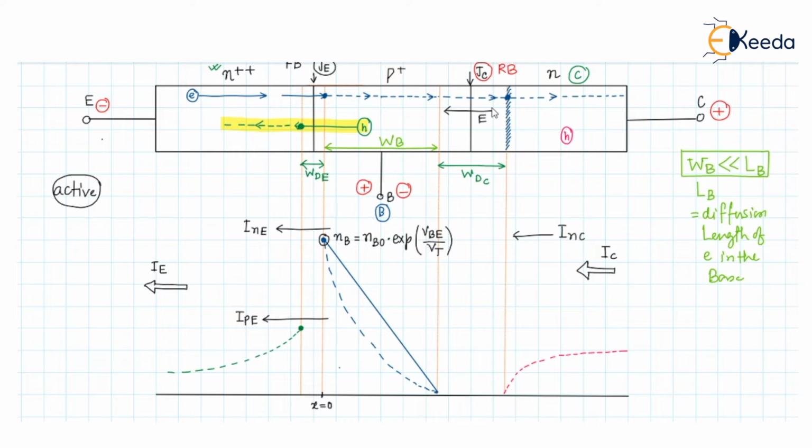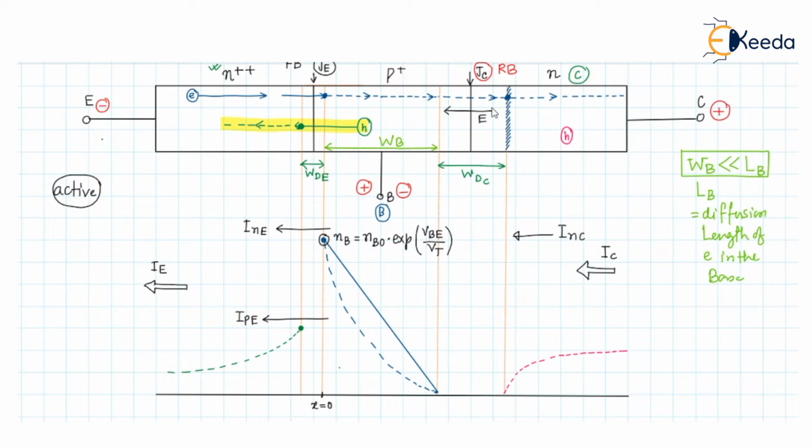Similarly, we can also find the current INC from this concentration, but we are concentrating on the minority carrier profile. That's why we stop our discussion with respect to the concentration only. Now let us go to another mode of operation.